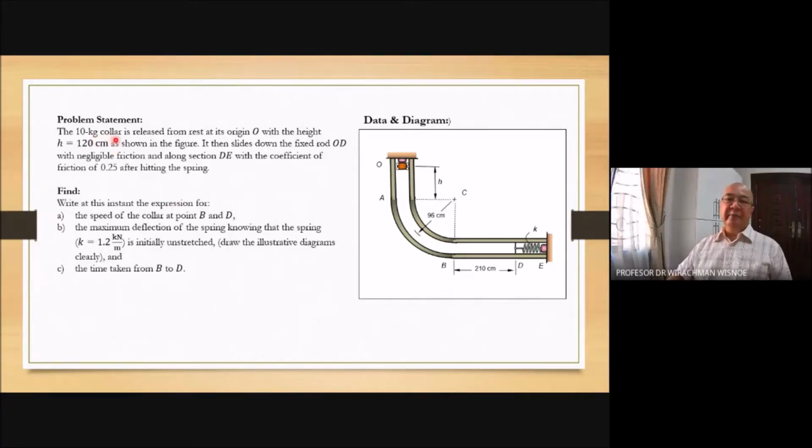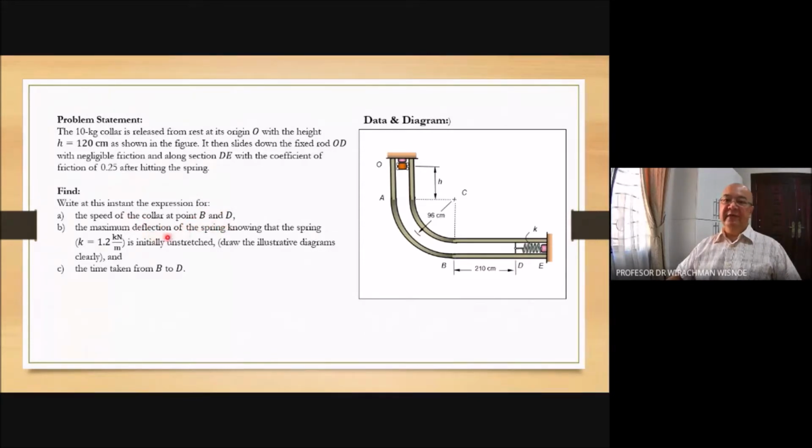The 10-kilogram collar is released from rest at its origin O with the height H of 120 centimeter, as shown in the figure. It then slides down the fixed rod OD with negligible friction, and a long section DE with the coefficient of friction of 0.25 after hitting the spring. Determine the expression for the speed of the collar at points B and D.